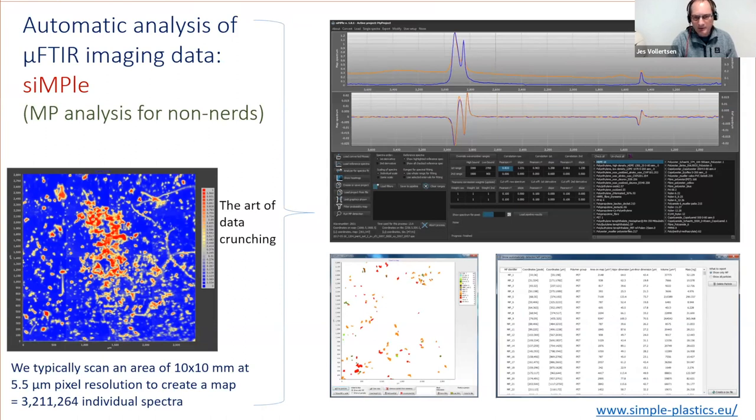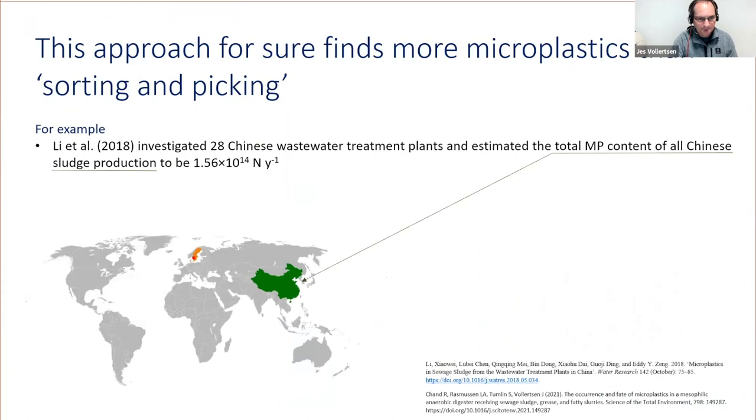And for this purpose, we have built our own software, by the way, because when you have 3.2 million spectra, you do not want to look through them all manually. We did so in the beginning, and at some point people, my students, were throwing rotten eggs after me, not completely true, but at least mentally, because they were dying in this manual analysis. So we designed this software where we could do this automatically, and it's now a freeware software which is quite commonly used for imaging. So this approach for sure finds more plastics than sorting and picking. Let me illustrate how it does so.